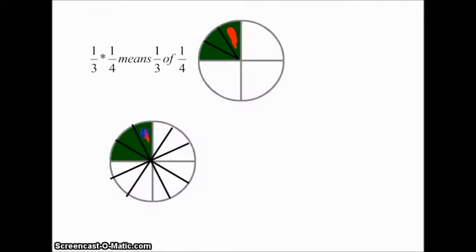Is what? Well, we colored in one of them out of a total of 1, 2, 3, 4, 5, 6, 7, 8, 9, 10, 11, 12 sections. So 1/3 times 1/4 equals 1/12.